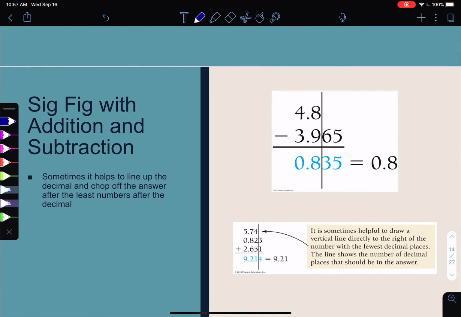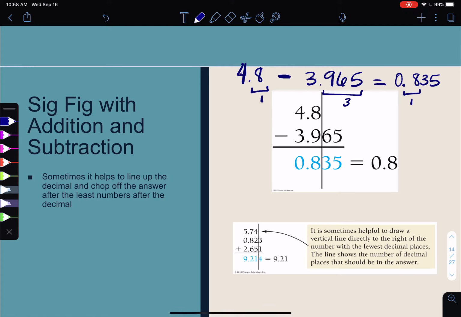All right, when you're adding and subtracting, sometimes this vertical line helps you, but let me just explain it. If I'm saying 4.8 minus 3.965, and I put that in my calculator, it gives me 0.835. All right, but where do I round? On subtraction or addition, you look after the decimal. This one has 1 and this one has 3. So your answer has to stop at 1. So your answer would be 0.8.